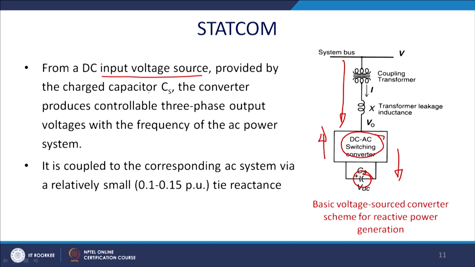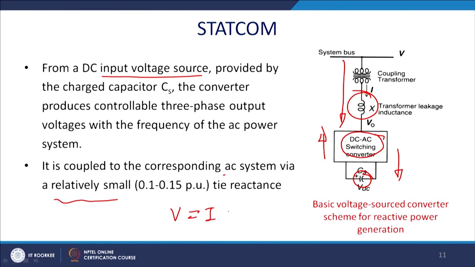The DC input voltage is provided by the charged capacitor CS, and generally you do not have any extra sources here. The converter produces a controllable 3-phase output voltage with the frequency of the AC power system, and it is coupled to the AC system via a relatively small reactance. This reactance is generally 0.1 to 0.15 PU. Sometimes students ask how to design the inductor of the STATCOM. The range of X should be 10% to 15%. You know you have a base voltage V.